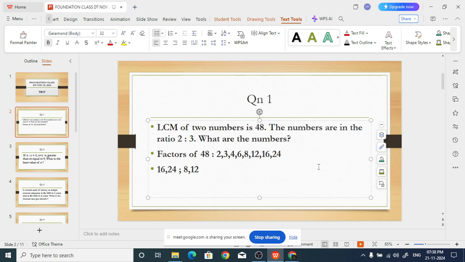Okay, first of all, 16 and 24, are you getting? All of you, all others are getting 16 and 24? Children? How did we get 16 and 24?